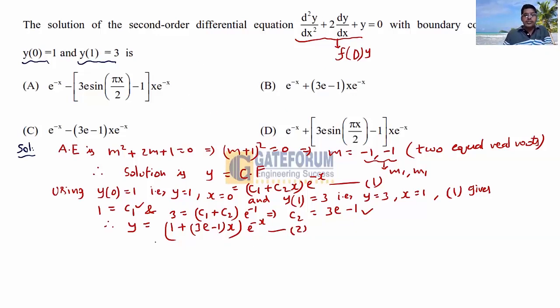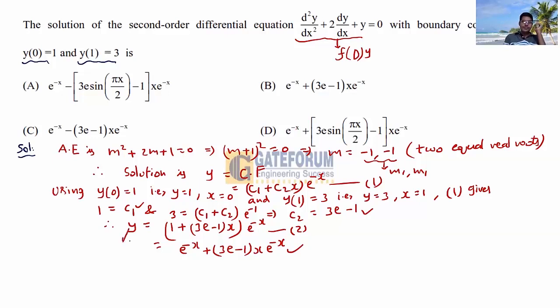Okay, so let me check. There is no 1 plus here. I can write 1 into e power minus x is e power minus x plus 3e minus 1 into x into e power minus x. So hope that this is the solution which is available in option B. So the answer is y is equal to, that is solution.